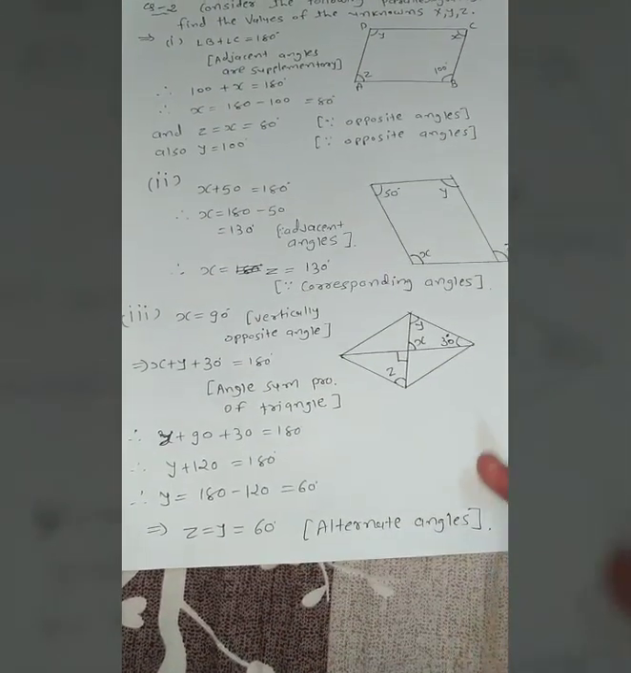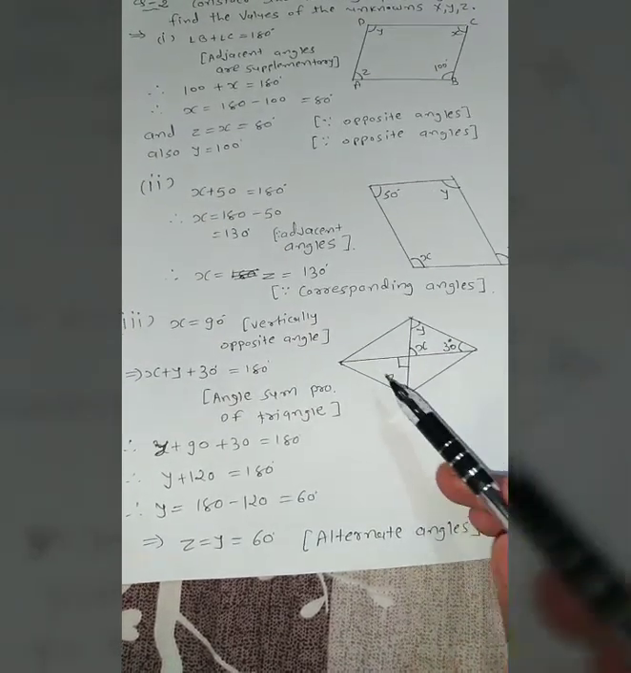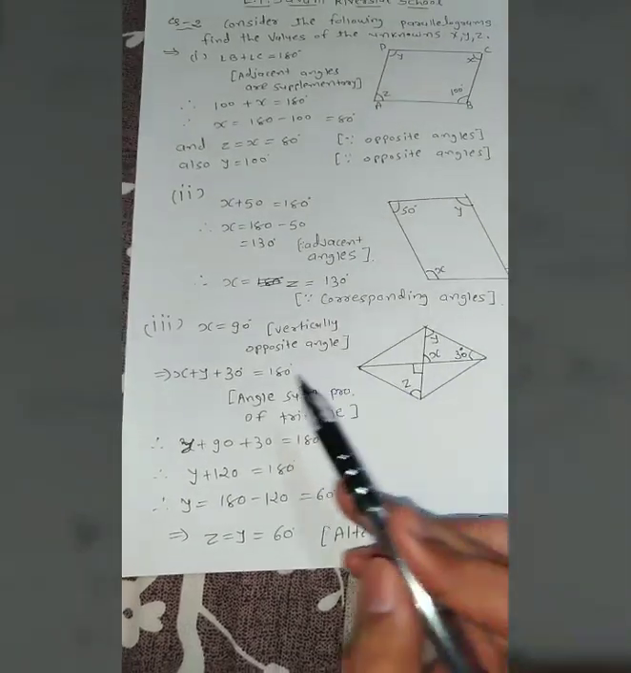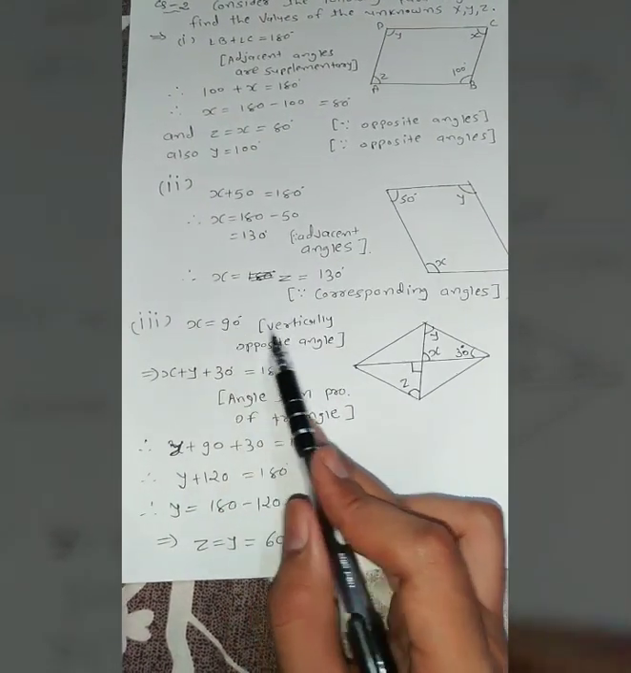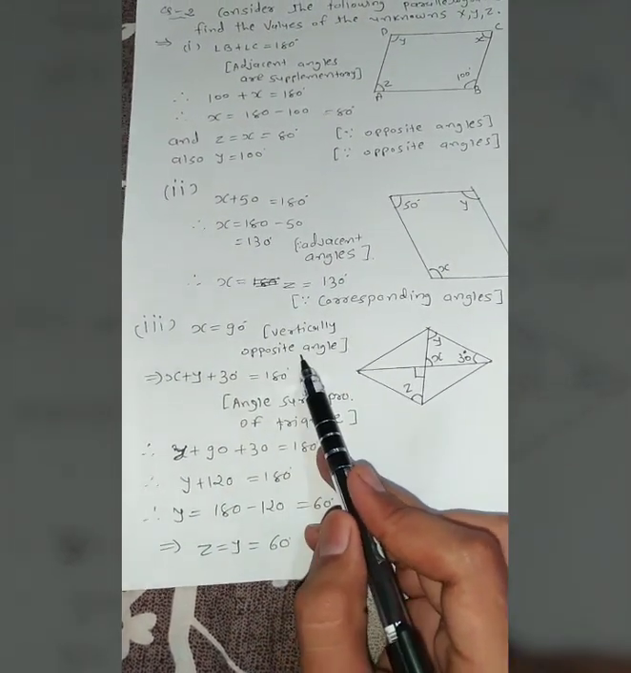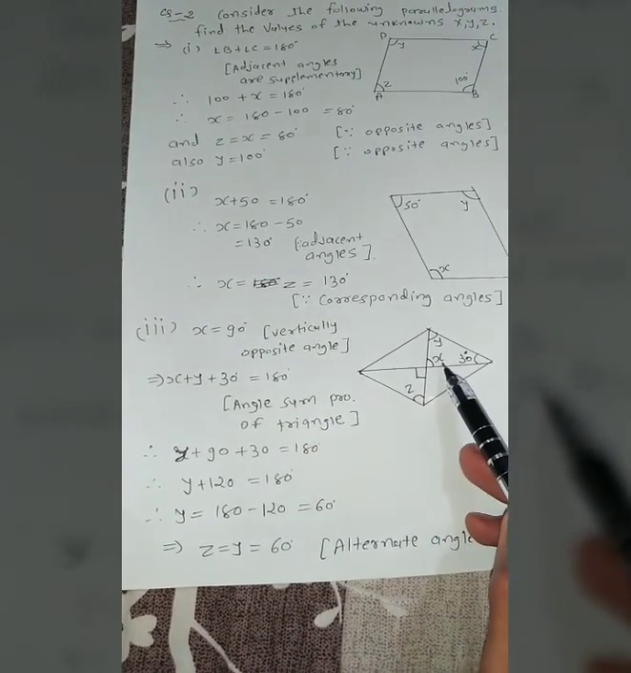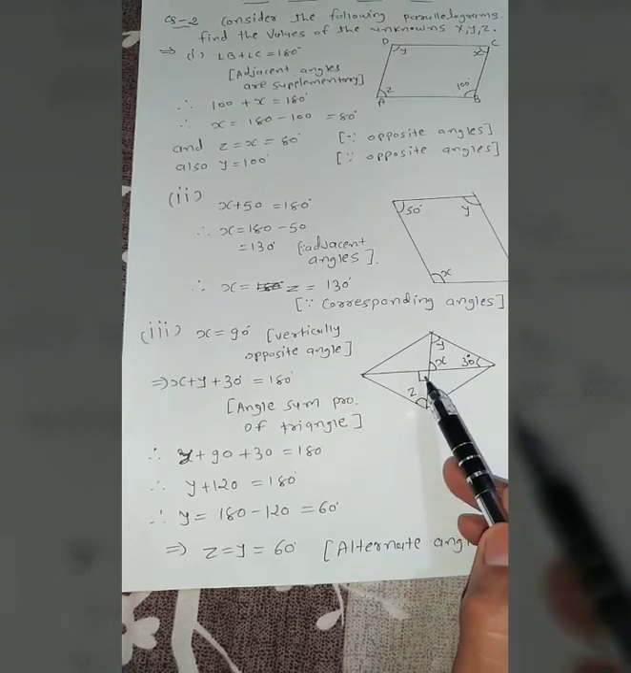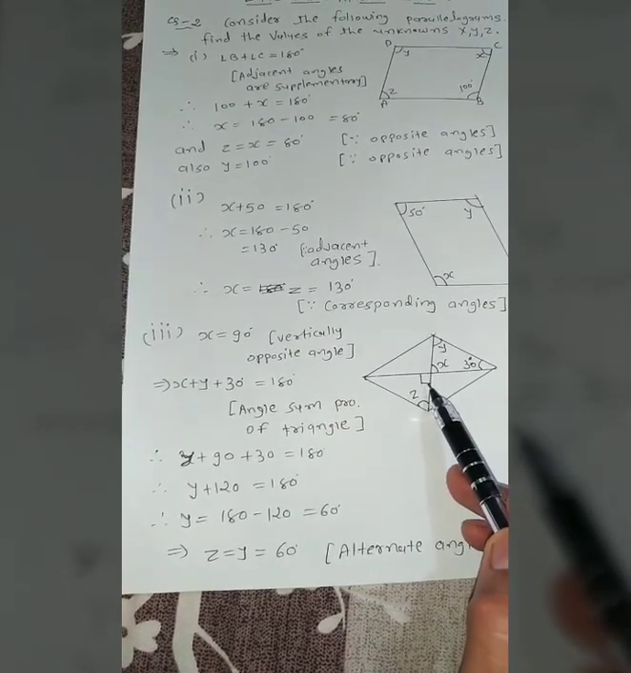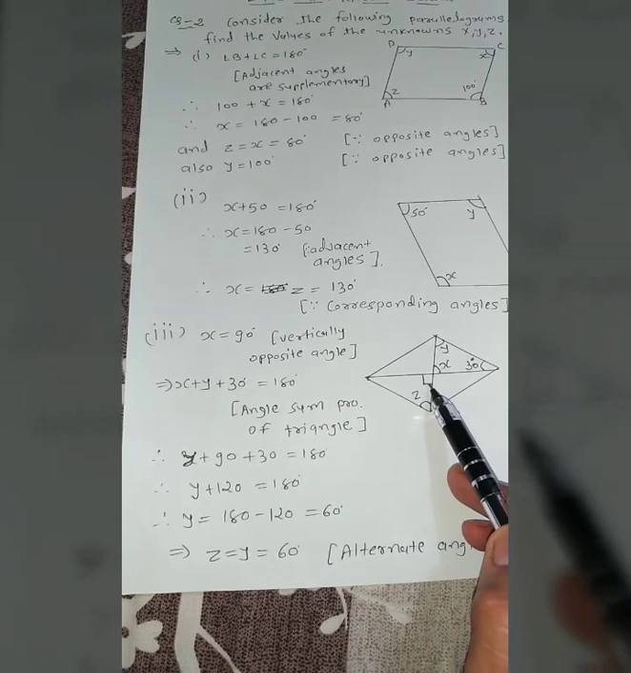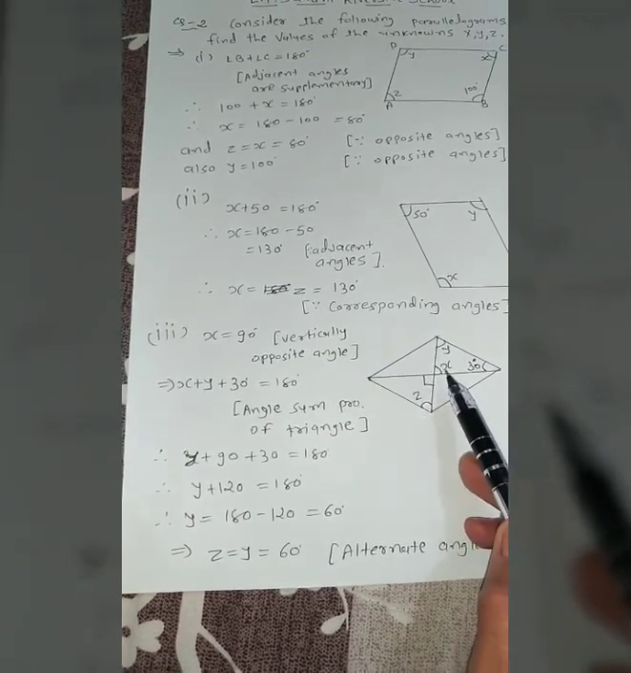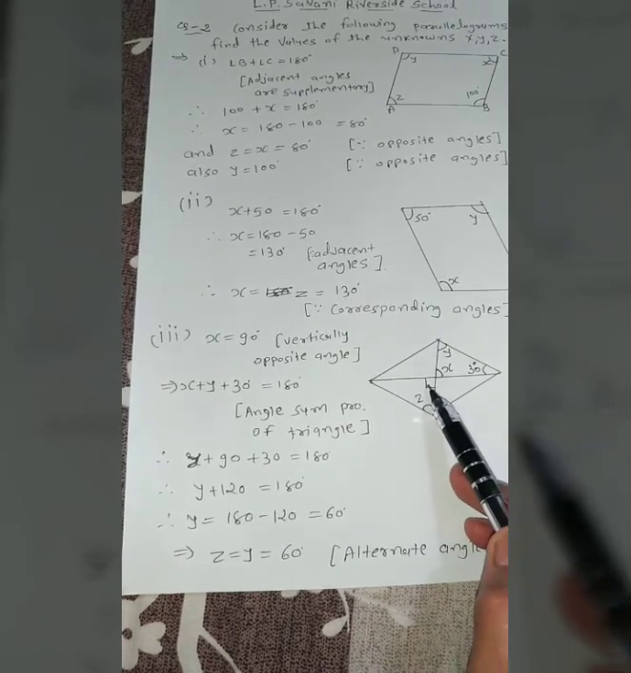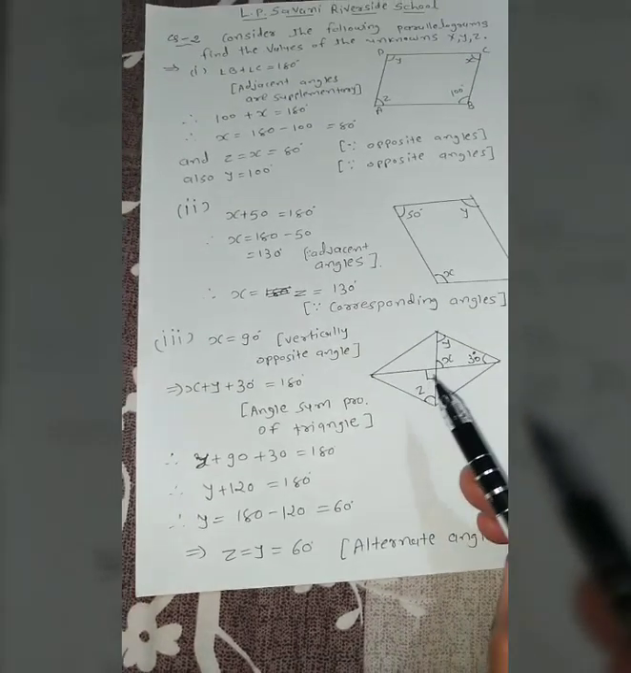In the next example, you can see this parallelogram. Here we want to find x and y and z. Okay, here x is equal to 90 because of vertically opposite angles. So z and x are the vertically opposite angles. You can see that this angle is 90 and this is the vertically opposite angle of the 90 angle. So x is equal to 90.